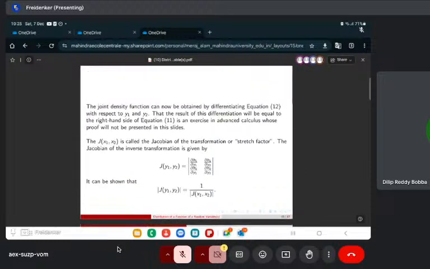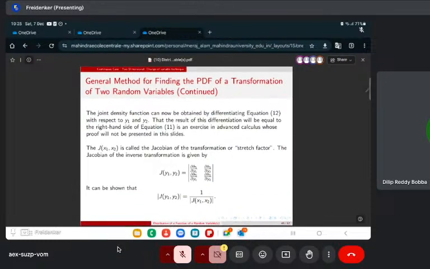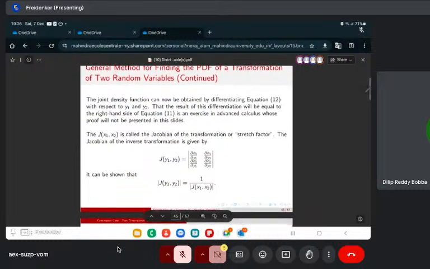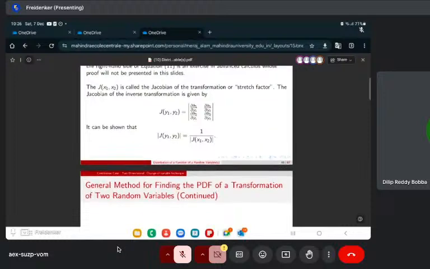Jacobian. Fine. So x1 and x2 are nothing but h1 and h2, right? So you can replace x1 with h1. That is fine. And there is this property, like how dy by dx is equal to 1 by dx by dy. Similarly, Jacobian here, same property.